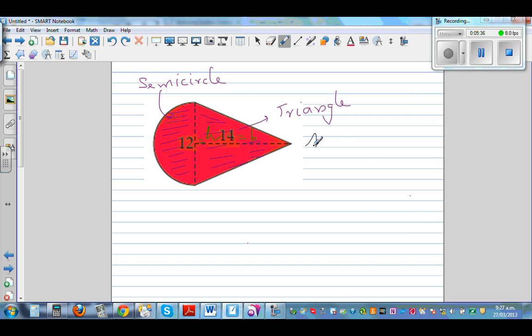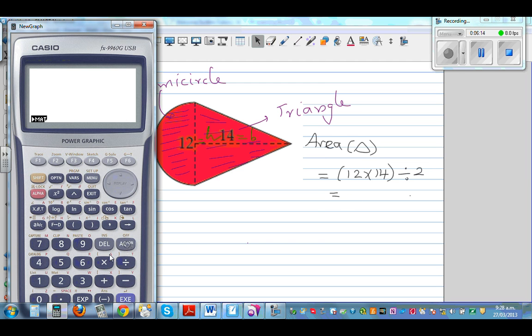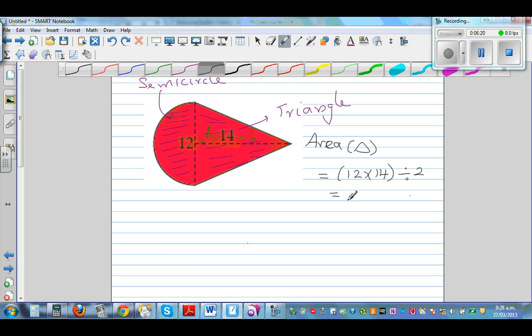So area of triangle is base times height divided by 2. You can also consider this the base and this the height, it doesn't matter what is the base. I can consider this the base and this as the height. It doesn't matter because it is base times height divided by 2. So 12 times 14 divided by 2. So let's use a calculator. 12 times 14 divided by 2 is 84 centimeters squared.